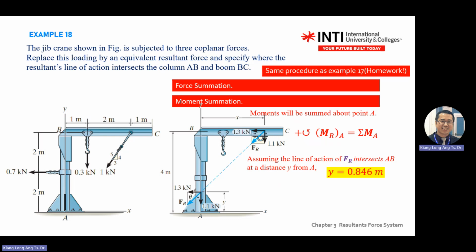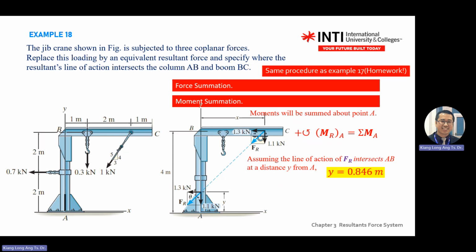So how do you do side by side if you go from A to Y? So left hand side, this one, what do you do? If you're at A, do you have 1.1? Does it create moment? No. 1.1 does not create moment if you're at A, but 1.3 kilonewton will generate moment, anti-clockwise, positive. Multiply by Y, you get the left hand side.